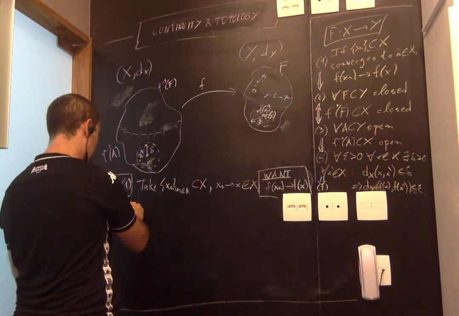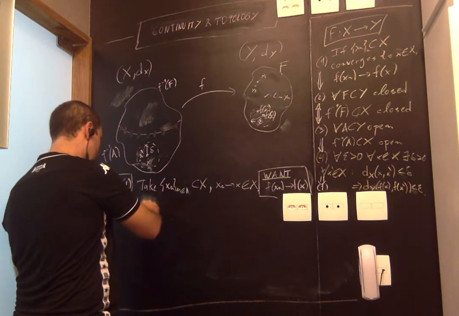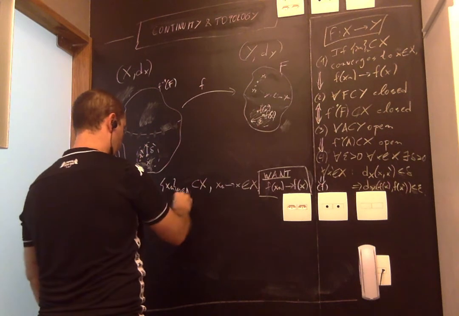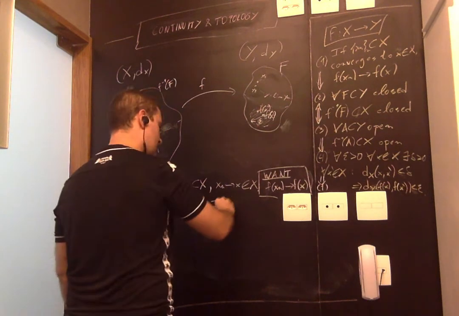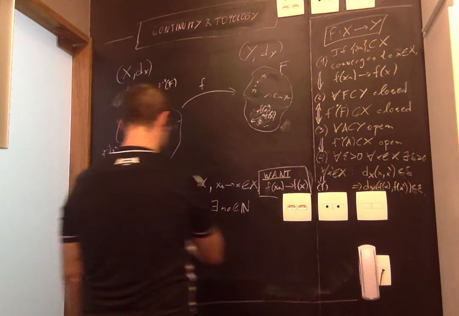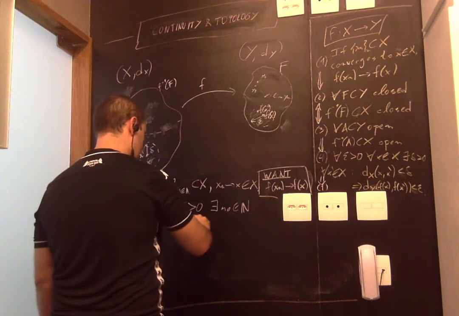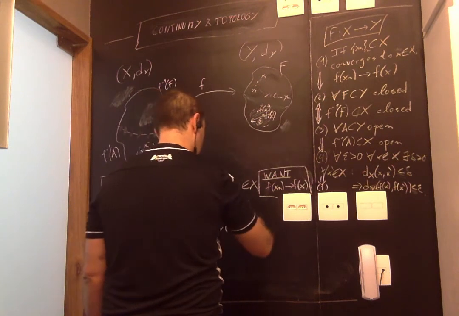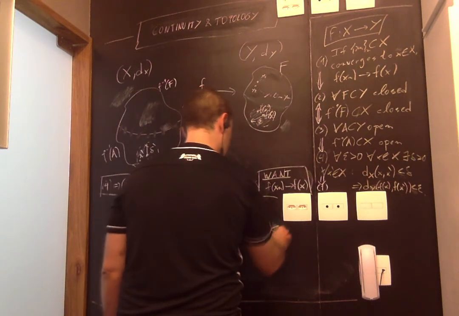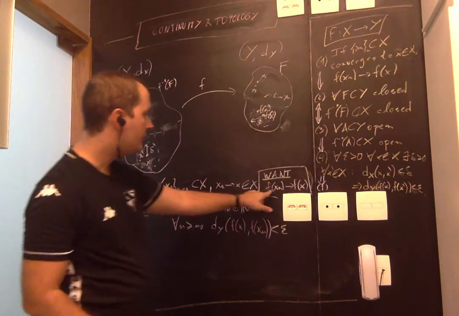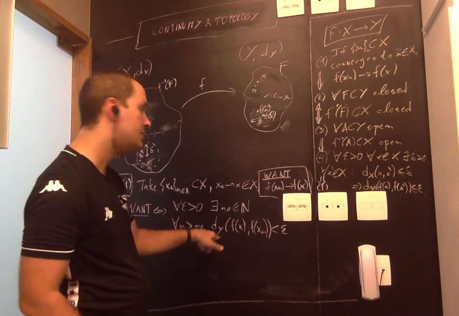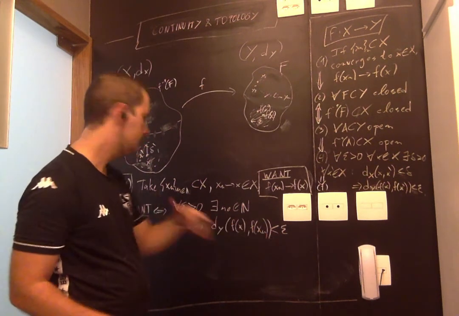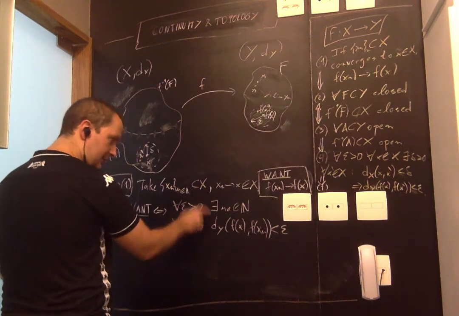So what we want is equivalent to saying the following: for any epsilon there exists an n naught such that for all n greater than n naught, the distance in Y between f of x and f of x sub n is less than epsilon. Saying that f of x sub n converges to f of x according to the metric d_Y, which is implicit all the time, is saying that this is true. So this is what we want to show.